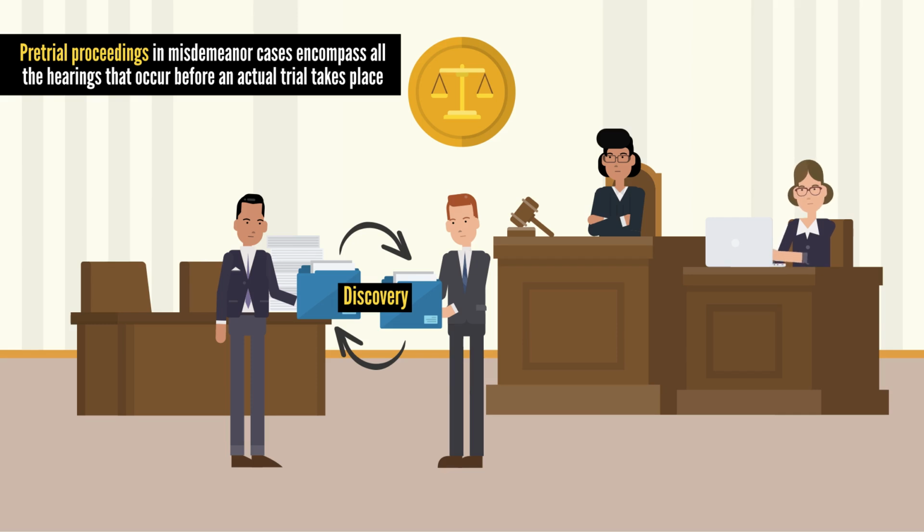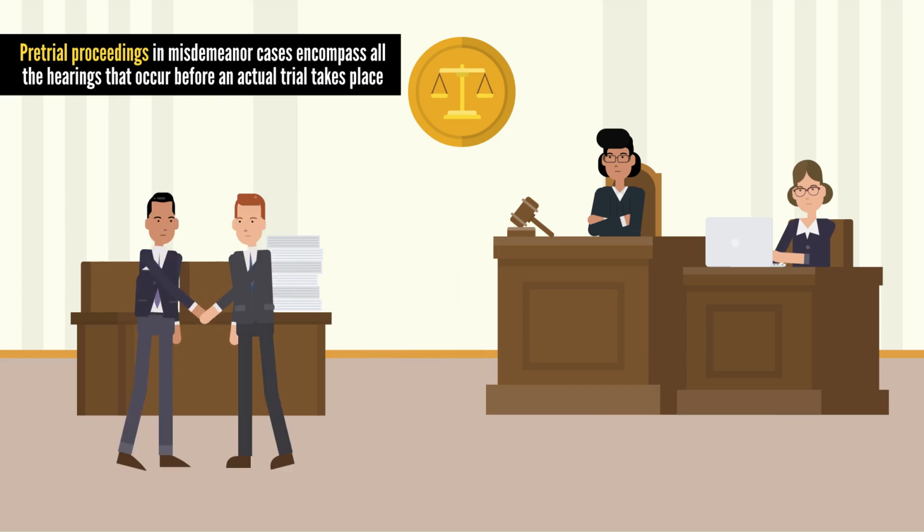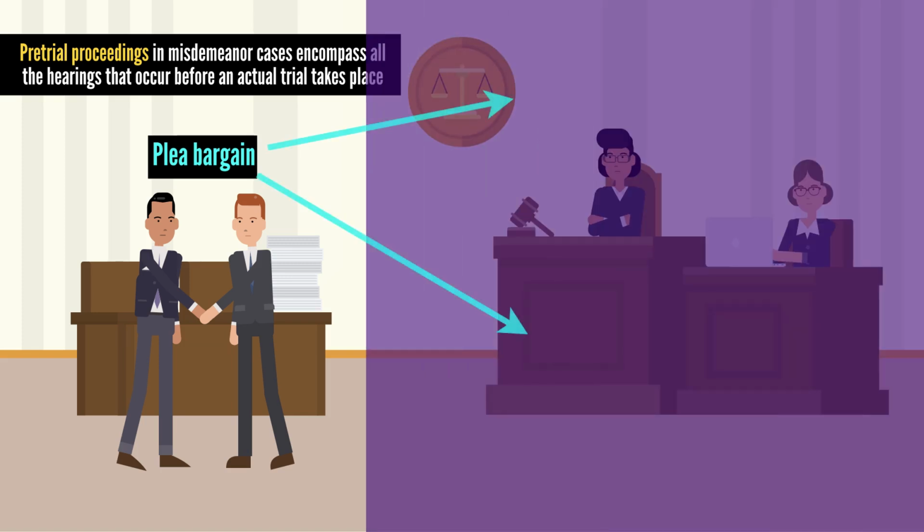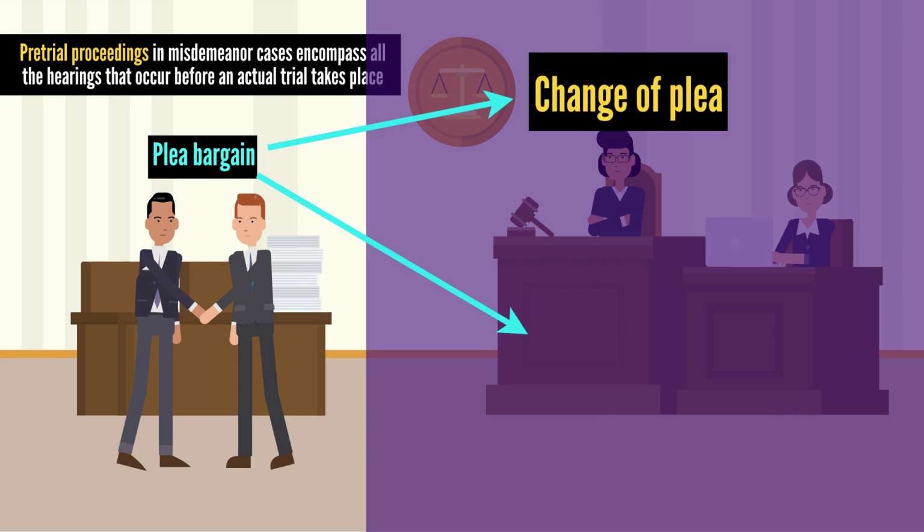While these pretrial proceedings are going on, the state prosecutor may present a plea bargain as an option to resolve the case without proceeding to a trial. If your attorney successfully negotiates an agreement that you find acceptable, the subsequent step involves a change of plea.